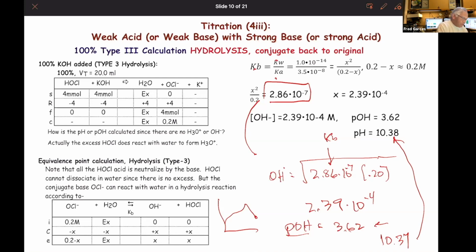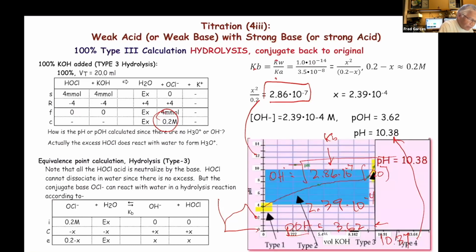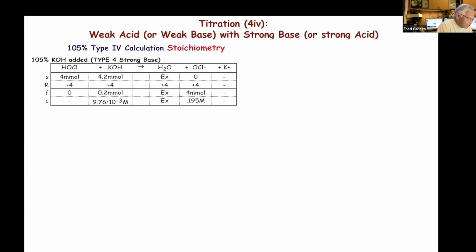I skipped all of this. I was able to use that just by using that equation. Finally, here it is. We got this 10.38. Okay, finally, what happens when we have excess?